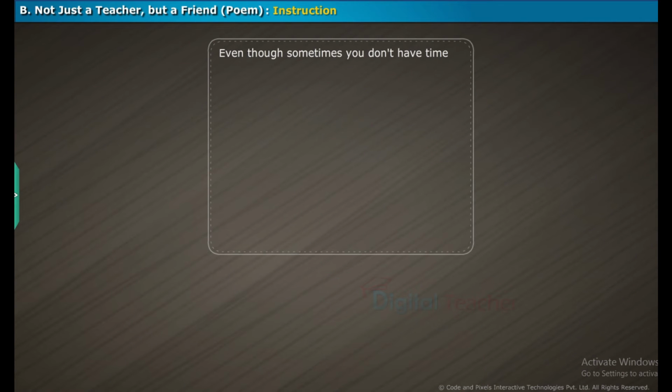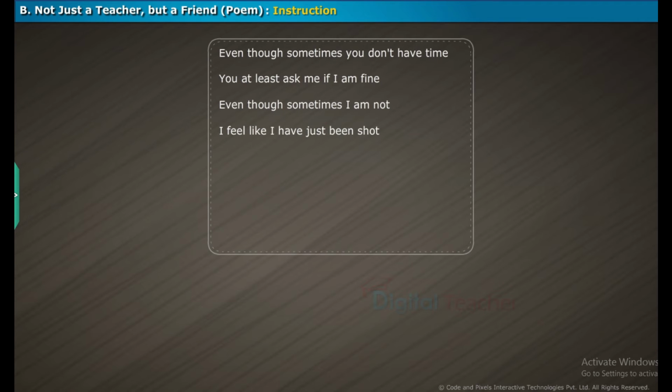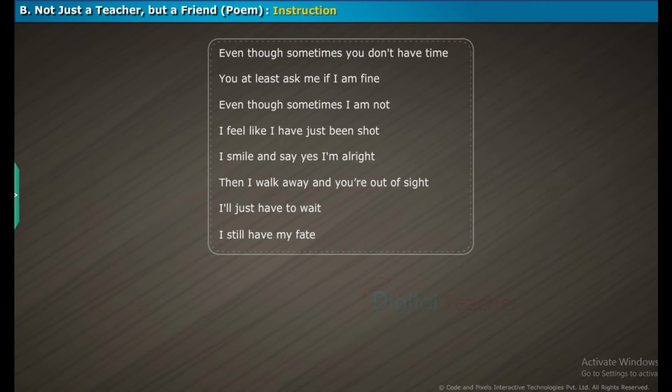Even though sometimes you don't have time, you at least ask me if I'm fine. Even though sometimes I am not, I feel like I've just been shot. I smile and say, yes, I'm all right. Then I walk away and you're out of sight. I will just have to wait. I still have my fate.